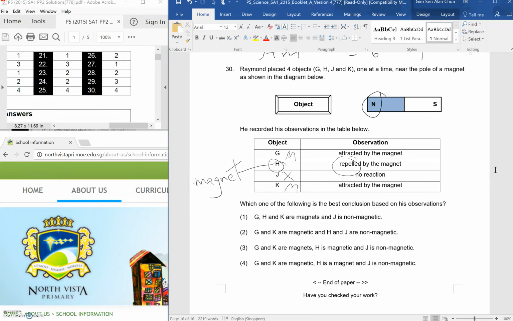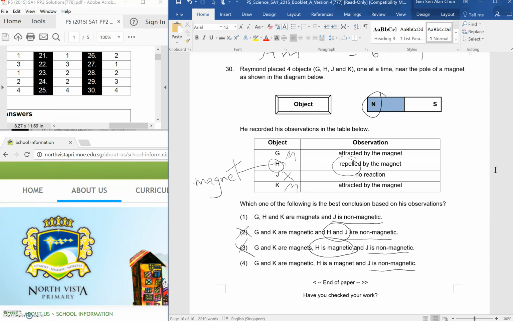Alright, so let's do elimination. J is non-magnetic, correct. But over here they say H and J are non-magnetic. Wrong. Let's look again. H is magnetic. Wrong, because H can repel. H is a magnet. So we are left with 1 and 4.